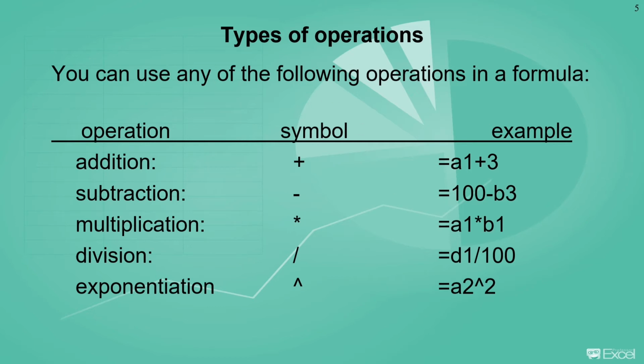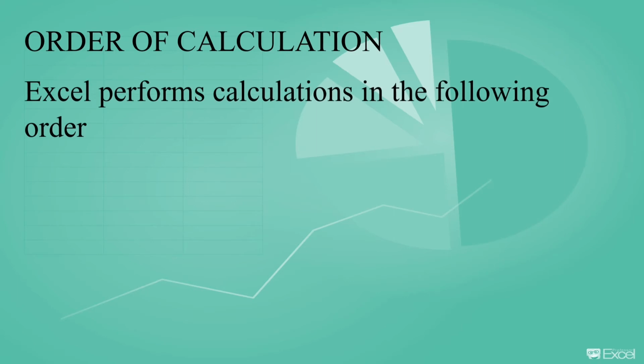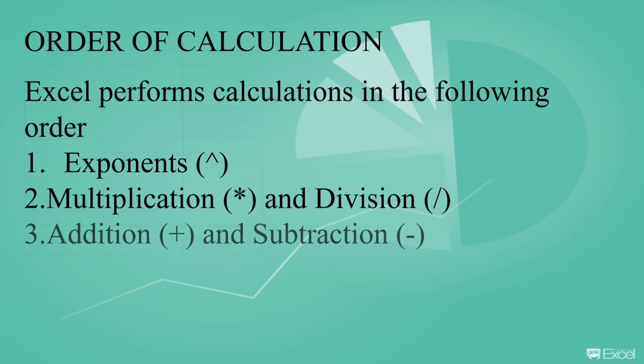Okay? The order of calculation in MS Excel. Formulas calculate values in cells in a specific order. The parentheses and other mathematical operators used in a formula are determined. Excel will evaluate the order of calculation in a formula. So Excel performs calculation in the following order. First, exponents. Next is multiplication and division. Third is addition and subtraction.